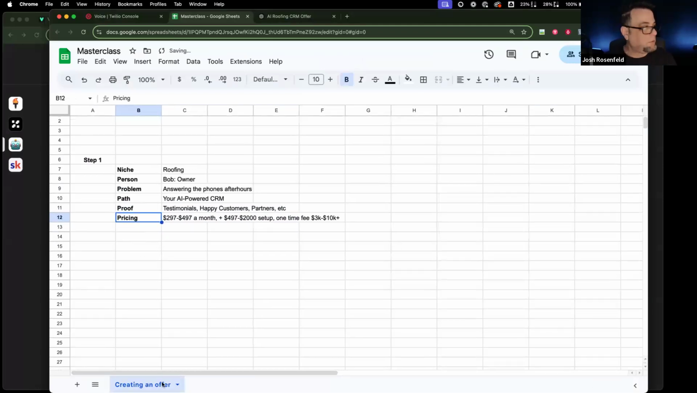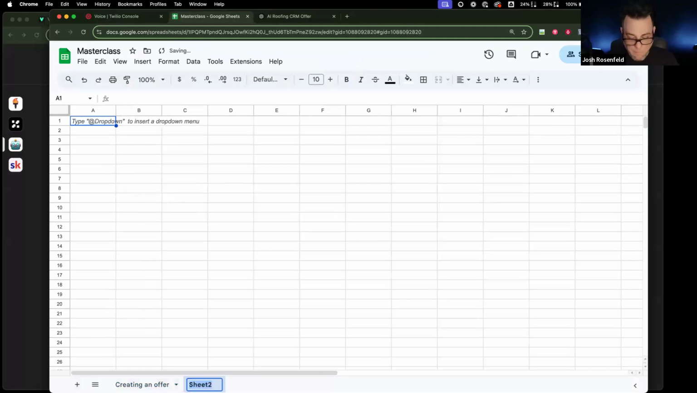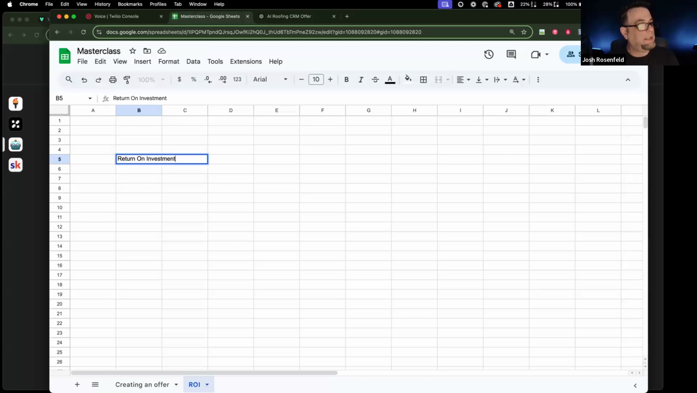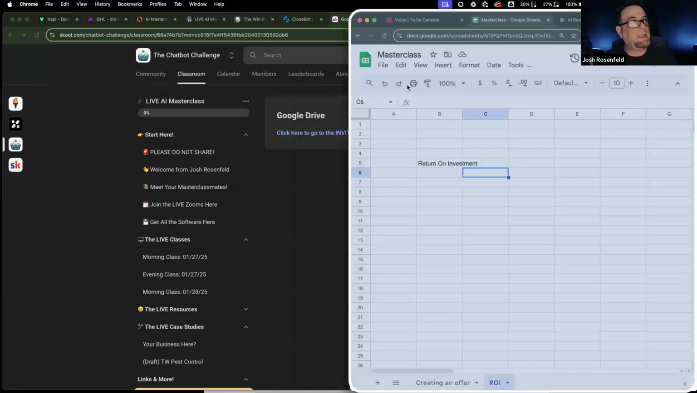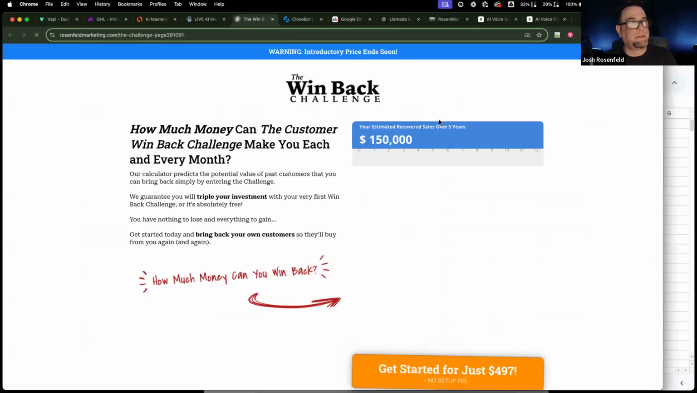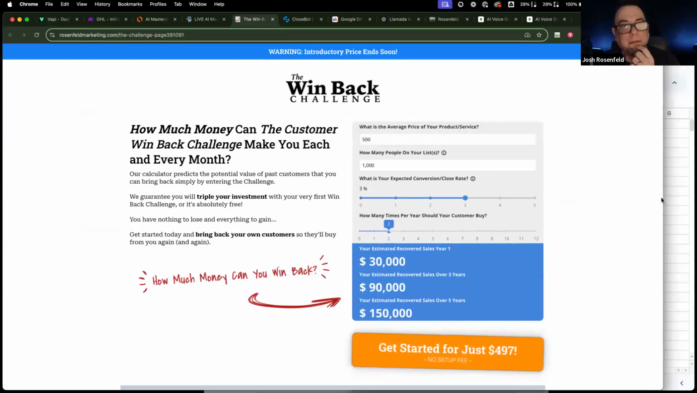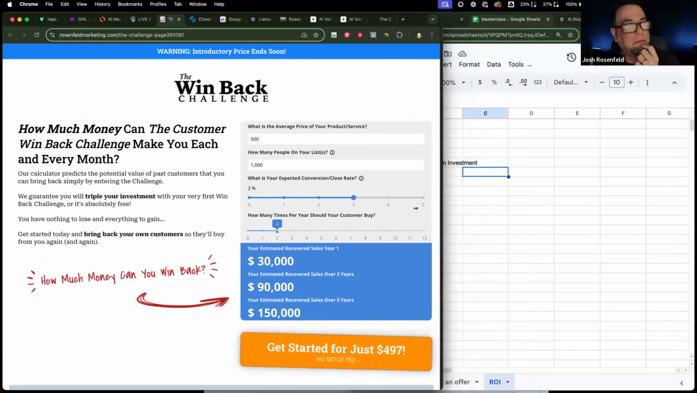Okay. So creating an offer. Let's make a new one. We'll call it ROI, return on investment. This is where the calculator kind of comes into play. It doesn't come into play exactly, but I'm going to use some of the math from here to show y'all something to sell.